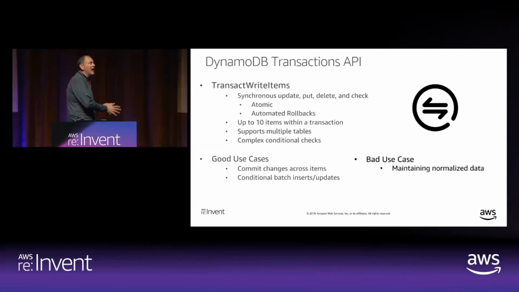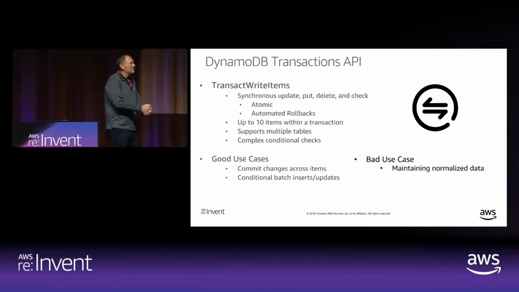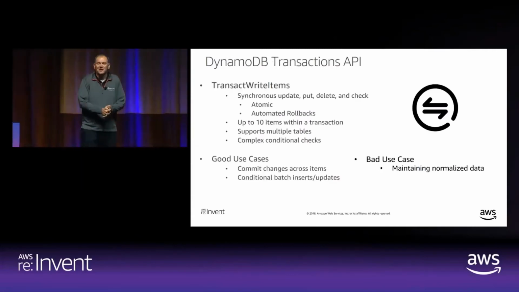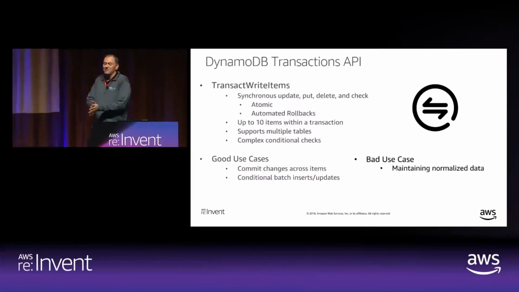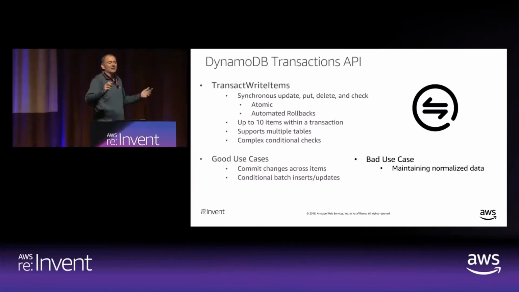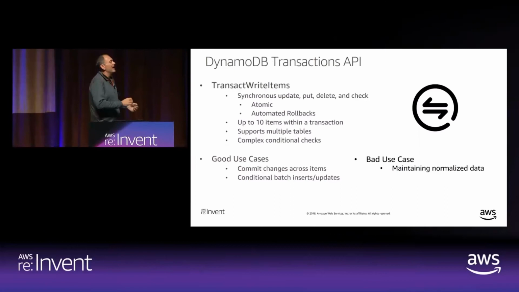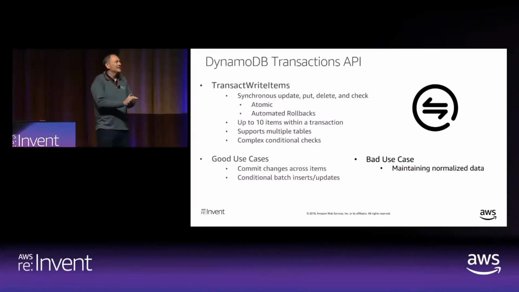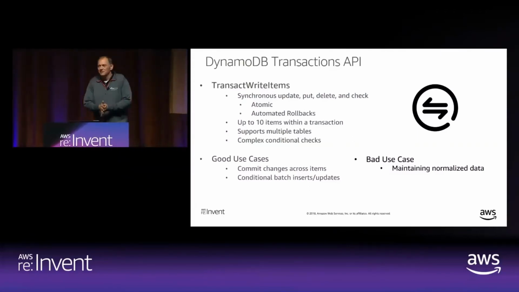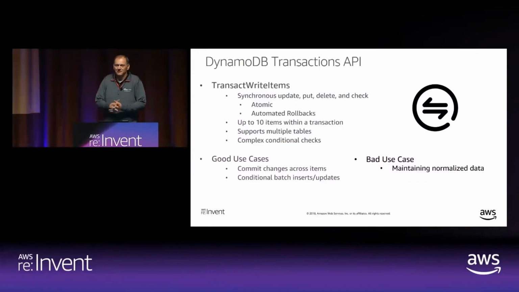And DynamoDB, if you're up to speed this morning or this early afternoon, we announced a really cool new feature, which is the Transactions API. We now have TransactWriteItems and TransactReadItems APIs, where we can support synchronous updates, puts, and deletes across multiple items, with full ACID compliance and automated rollbacks, up to 10 items within a transaction, and supports multiple tables, although you should not have multiple tables.